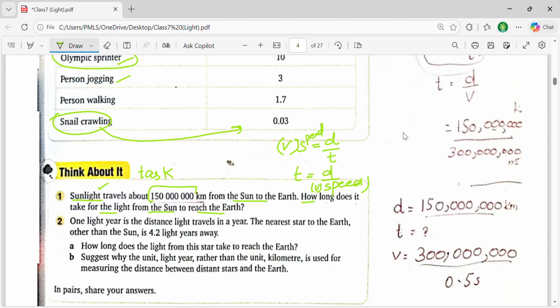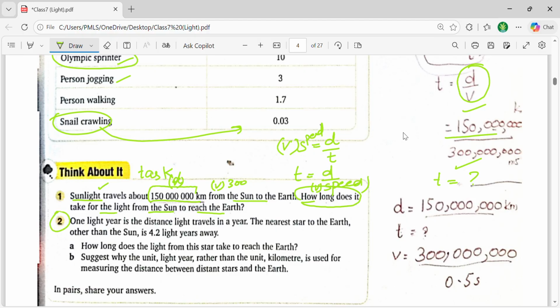In this specific example, they have mentioned the speed, so the v is mentioned. For the sunlight, it travels about, no, that's the distance. So this is the distance. The speed you are already aware of, that's 300 million. And they're asking you for the time. So for time, you would use the formula distance over speed, and you would just divide it by the speed of light, and you would find the time it takes to reach the earth.